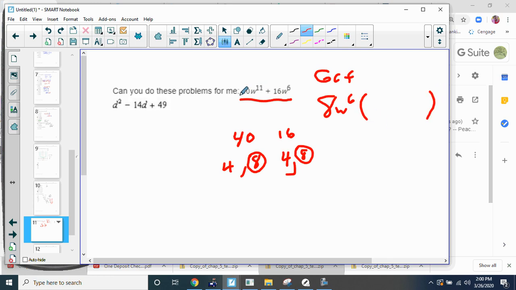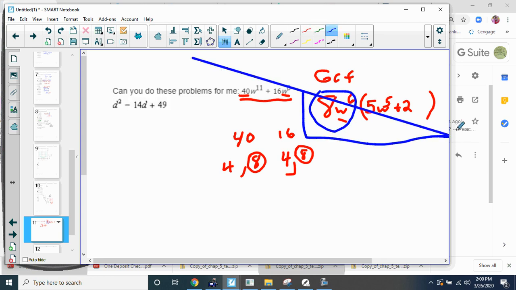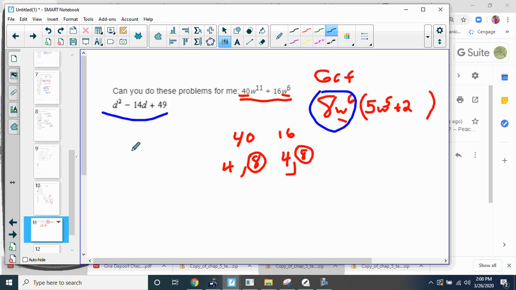And when you take the 8 out of 40, 40 divided by 8, you get 5. And W to the 11th, if you take W to the 6th out, there will only be W to the 5th left inside. And then 16 divided by 8 is 2. If I take all the W to the 6th out and put it out front, I just put the 2 inside. So the GCF is here. If it said to factor it, then it would be the whole answer there. Sorry about that. This question here, I'm pretty sure you're going to factor.